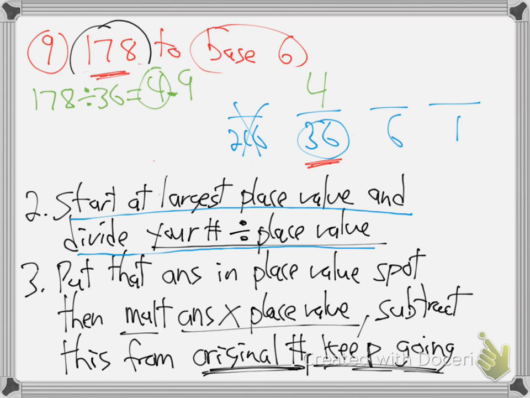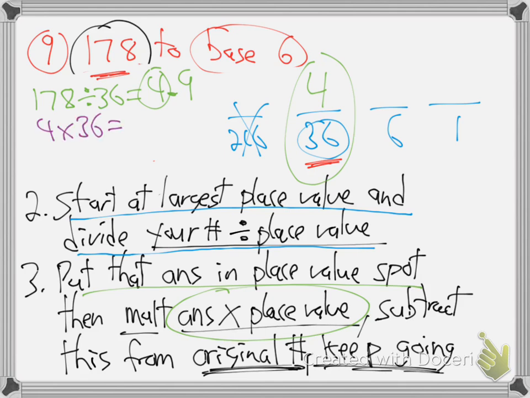So 4 36s. So far, I've got 4 36s. Put that answer in the place. Then multiply that answer by the place. Why? Because I want to know, how much is 4 36s? Let me go figure that out. So 4 times 36, use your calculator, was that 144? Yes. That's 144. So when I write 4 in the 36s place, that's really representing 144, isn't it?